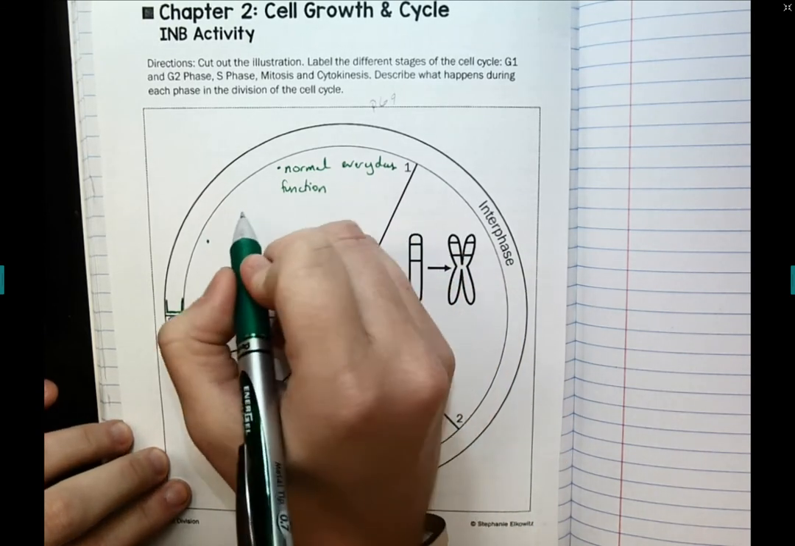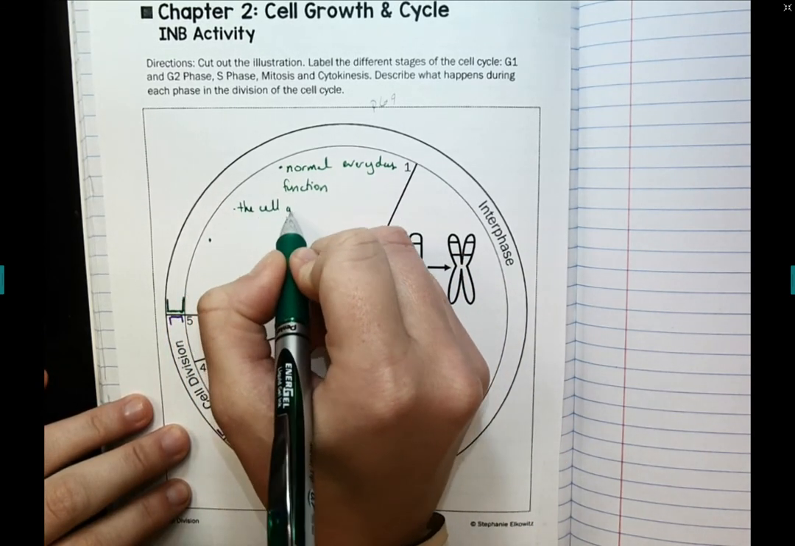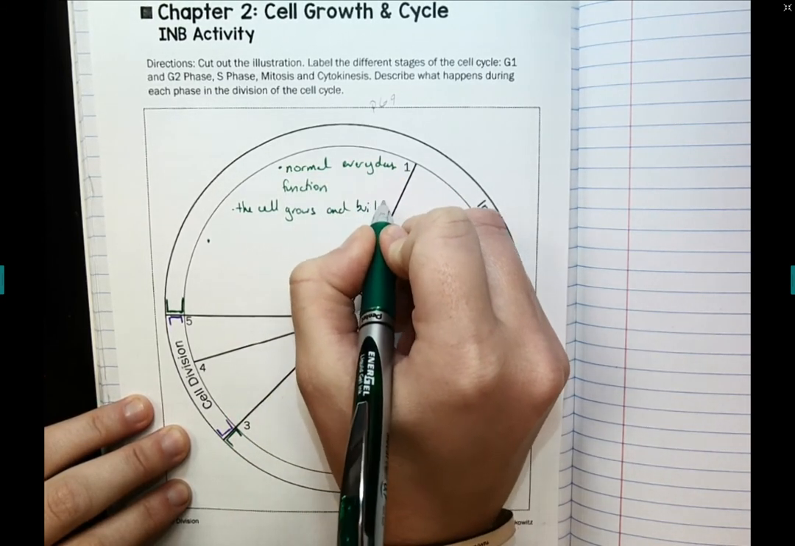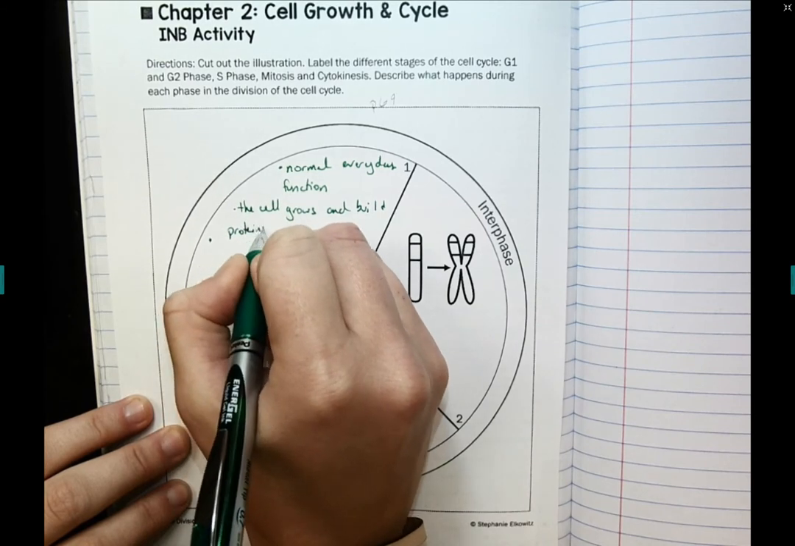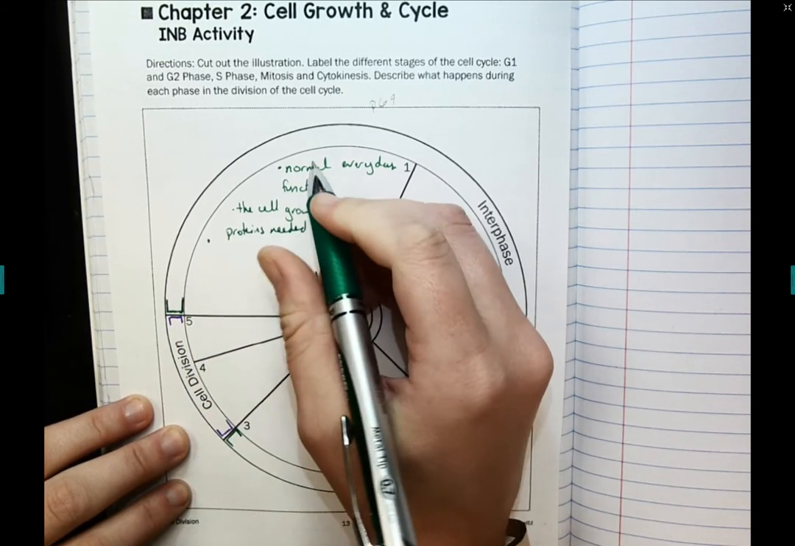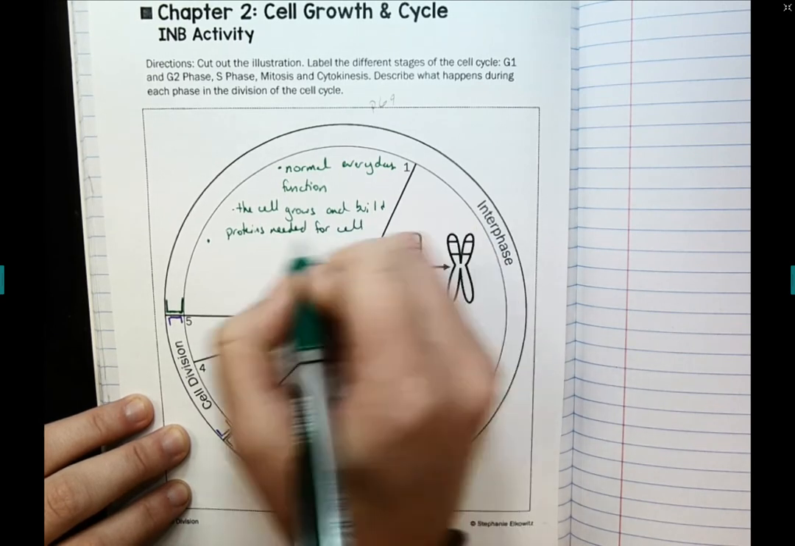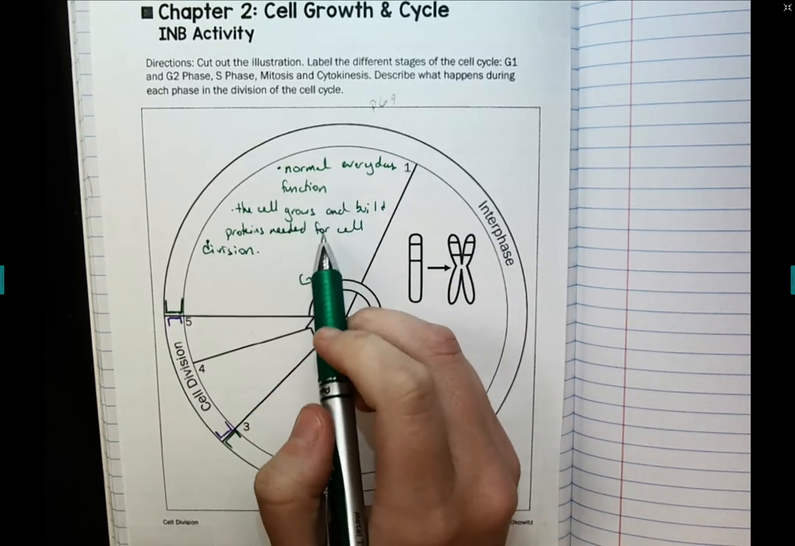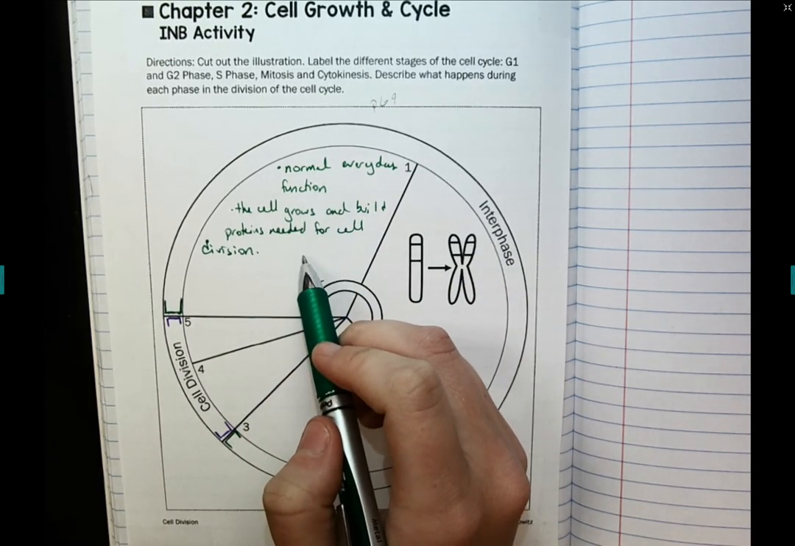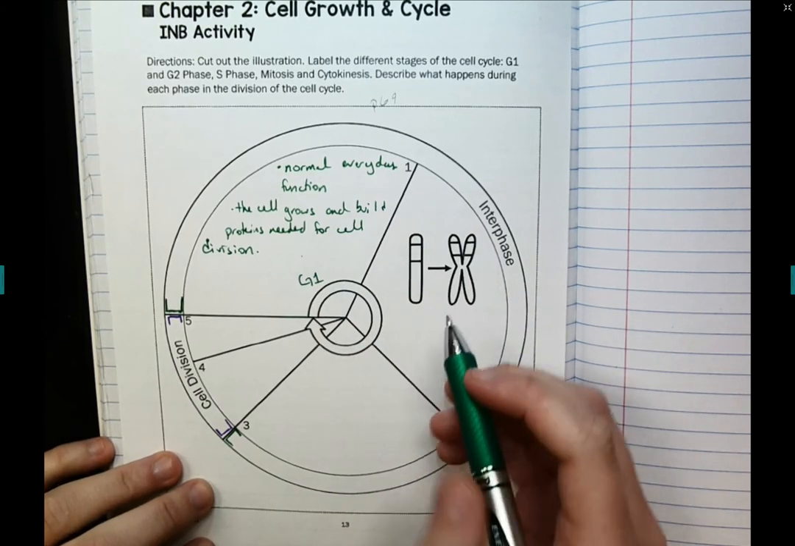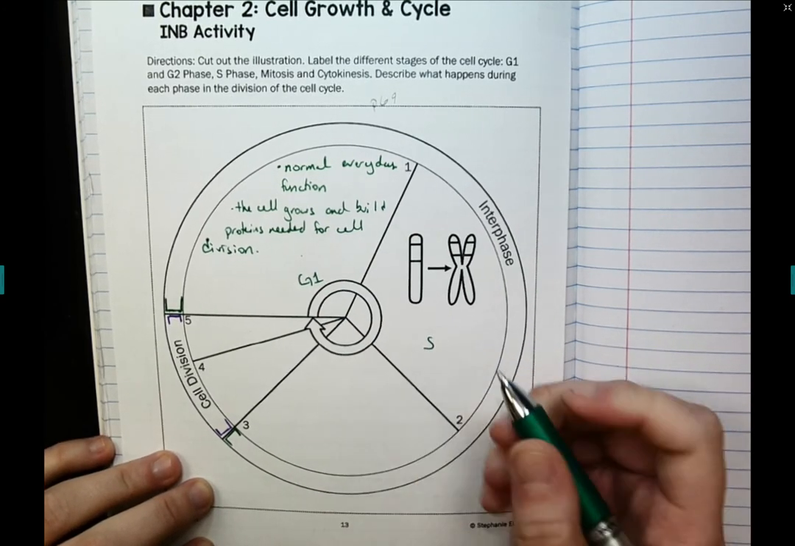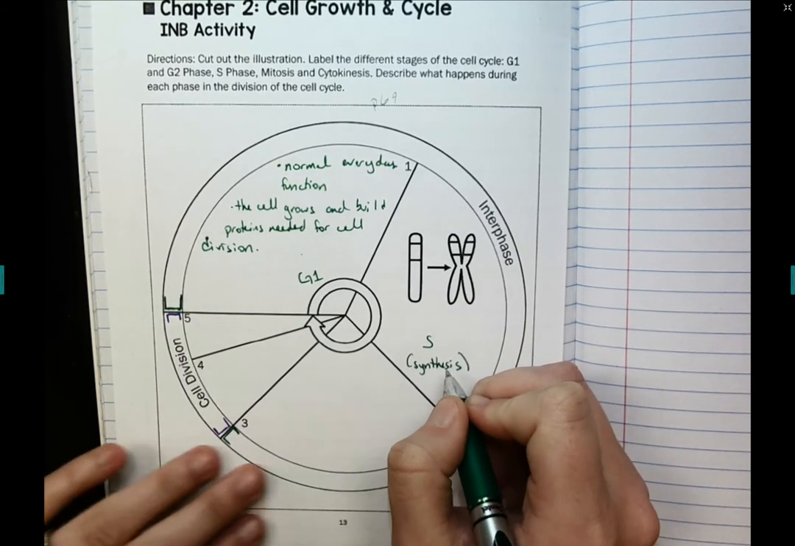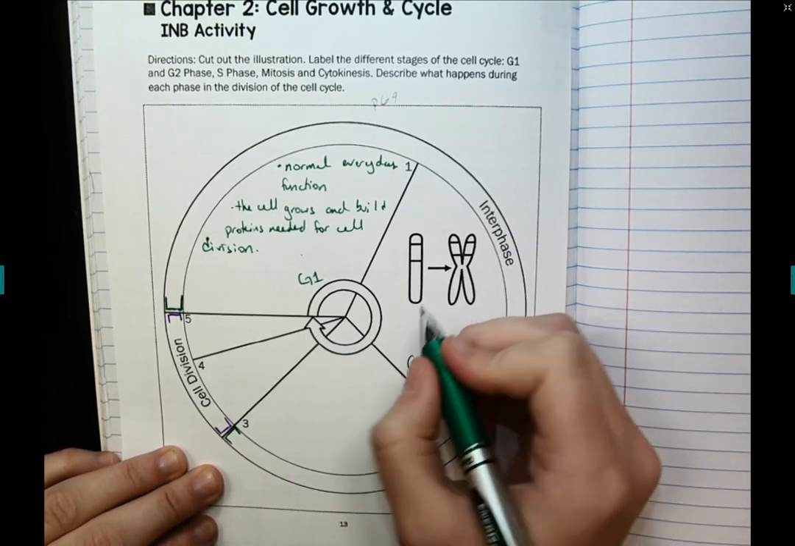So the cell grows and will build proteins needed for cell division. Right? So it's normal everyday functioning, but it is still preparing for when we move on to the next part, which is S, right? Or synthesis.